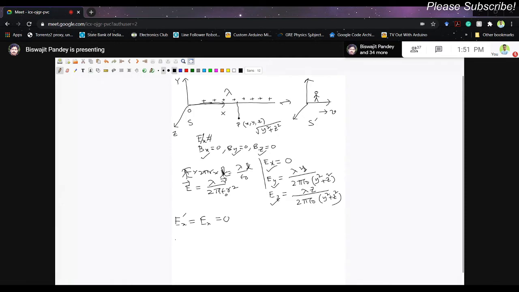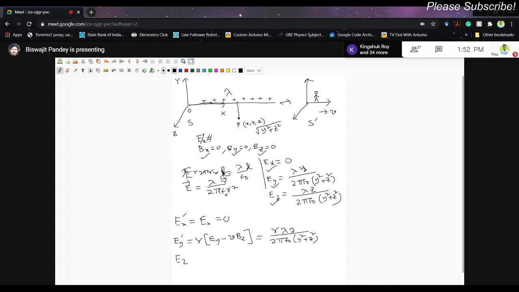What will be the y component of the electric field? It will be Ey prime equal to gamma (Ey minus v Bz). You see Bz is 0, all B are 0. So I can simply write gamma times Ey. What is Ey? Gamma lambda y divided by 2 pi epsilon 0 (y square plus z square). This is the y component.